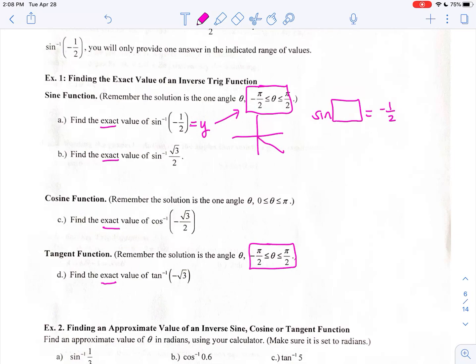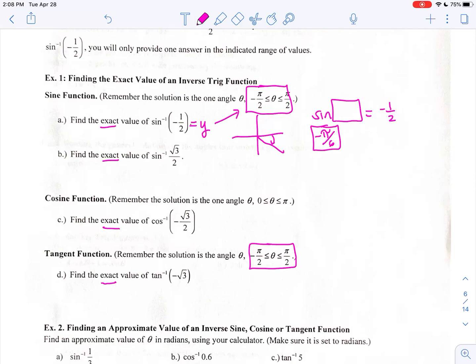Okay, so sine being negative puts us in the fourth quadrant. So the question is, what is an angle in the fourth quadrant between -π/2 and 0 that gives us -1/2 as an answer? And so hopefully you said -π/6. The reference angle is π/6. So sine of -π/6 falls between -π/2 and π/2, and it also provides us a value of -1/2.